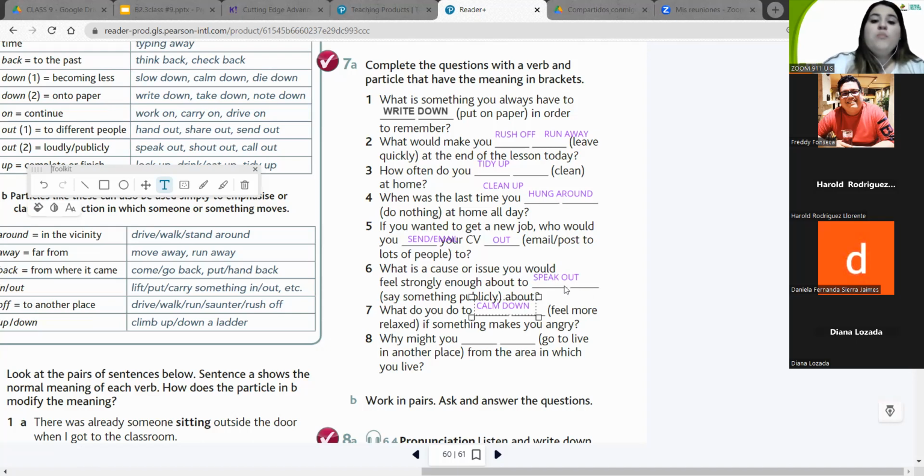Move away. Move away, yes. Why might you move away from the area in which you live? Guys, is there any question on this topic?